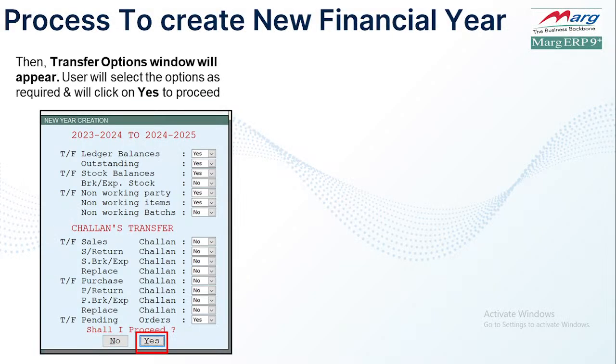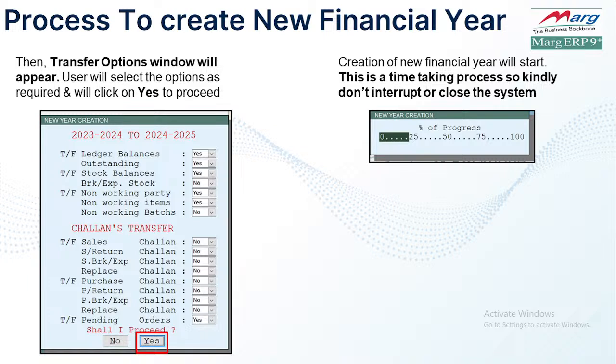Again, you will get a transfer window here. Here you have to select the options as required. So you will make the option yes for ledger balances, outstanding, challans. If you want to carry forward, you will make the option as yes, otherwise no, and you will click on yes. Like this, your process will get started.